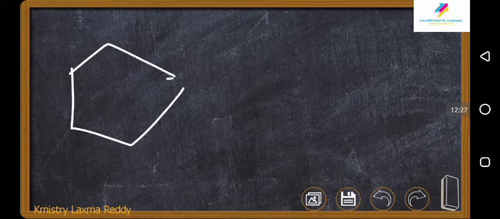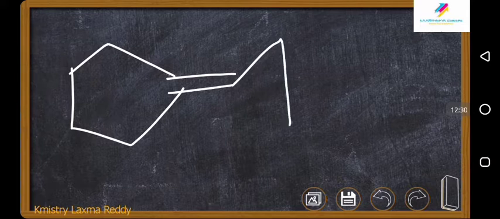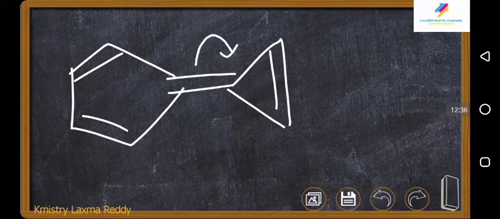Otherwise, they can ask you this type of structures. In this type of structure, the electron pair you can shift in both ways, this side or this side. What happens when you are shifting like this? We will have a look.